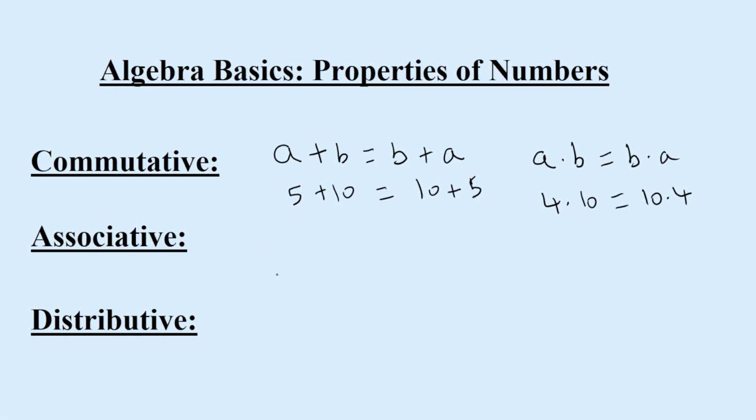Now let's talk about the associative property. So again, there are two, one for addition and one for multiplication. And basically this says if you have an expression a plus, in parentheses, b plus c, this is the same thing as writing a plus b, in parentheses, plus c, or c plus a plus b. So again, you can rearrange it even though it's inside of a parentheses.